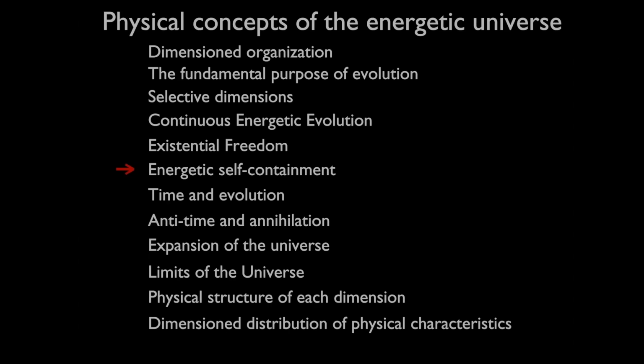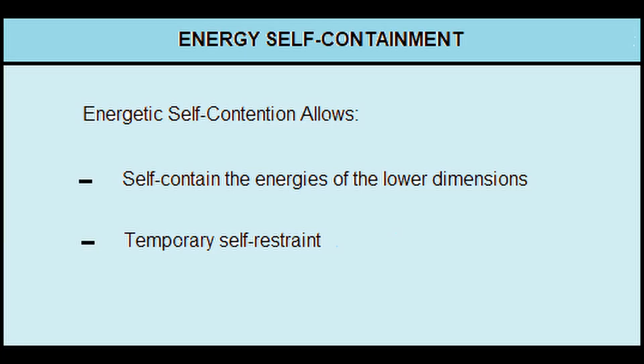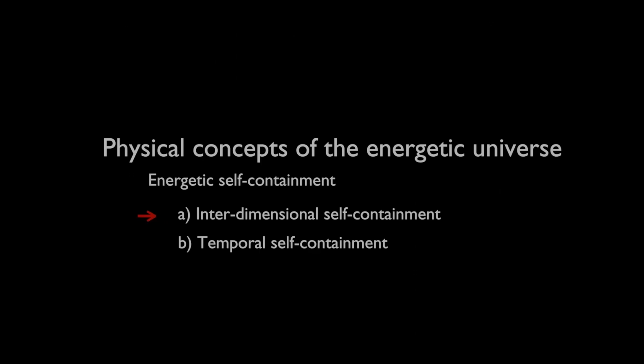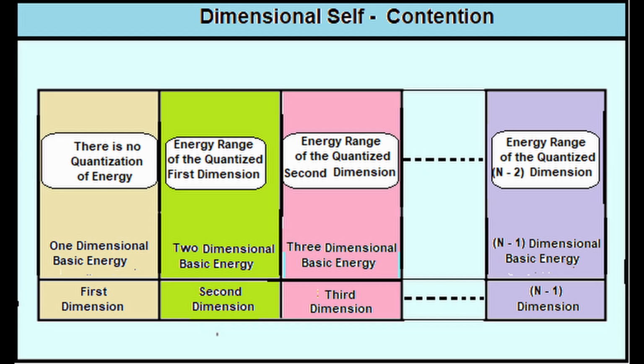Energetic self-containment. Conceptually, the energy in a certain dimension self-contains the energy levels of the lower dimensions, achieving an existential emancipation from them. With self-containment, 2 relevant facts are achieved. A. Interdimensional self-containment. A certain dimension self-contains its lower dimensions, gradually achieving the existential independence of all its characteristic structuring energy ranges, with the exception of the first dimension that borders on nothing. Interdimensional self-containment is related to obtaining freedom degrees.